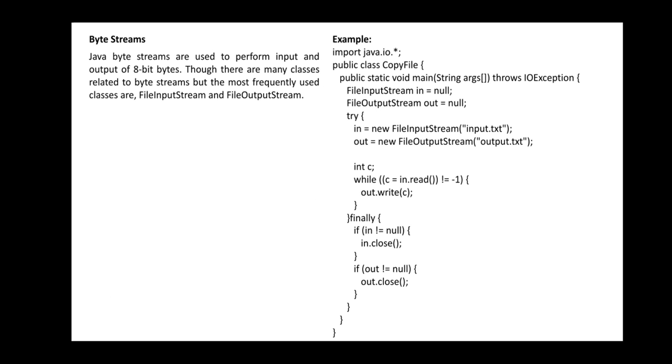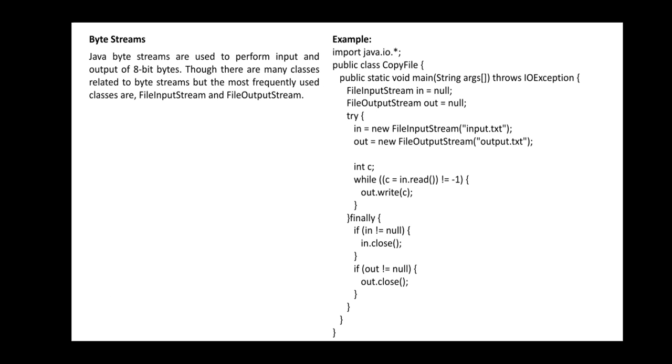Performing means reading and writing of 8-bit bytes. There are many classes related to byte stream, but the most frequently used classes are FileInputStream as well as FileOutputStream, reading the information from one and storing the information to the other. We can call them FileInputStream and FileOutputStream.